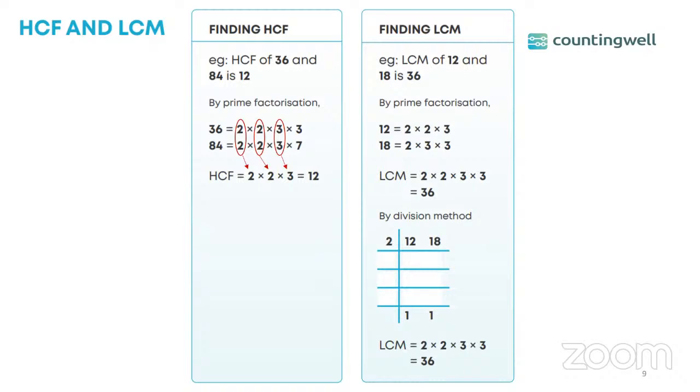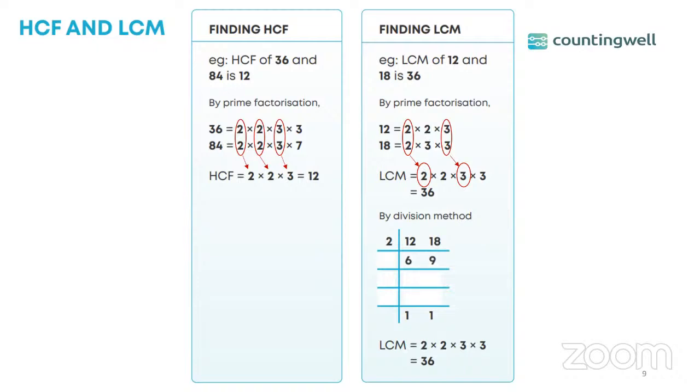Now the LCM is equal to: here 2 is common, so we'll copy this 2. Next we have 3 as a common factor, so we'll copy this, and then we will write the uncommon factors, that is 2 and 3. So we get 36.